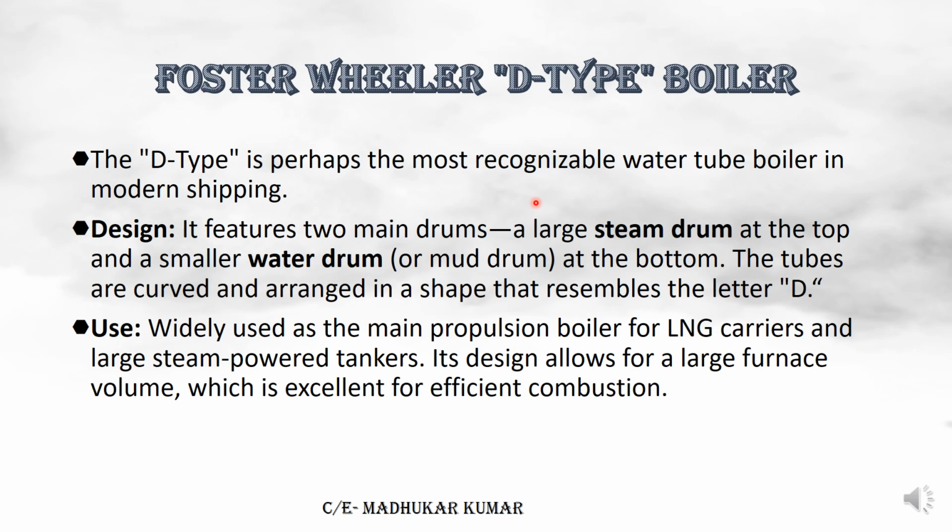These are the water tube boilers used in modern shipping. They have two drums. Mainly in the water tube boiler, you will see the steam drum on top. Basically, the name is steam drum, but it contains both water and steam. And on the bottom side, you have the water drum, the mud drum also. So the tubes are curved and arranged in a shape that looks like a D. So that's why it is called the Foster Wheeler D-type boiler.